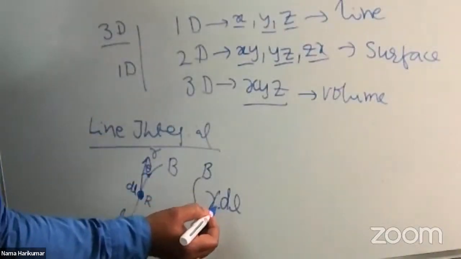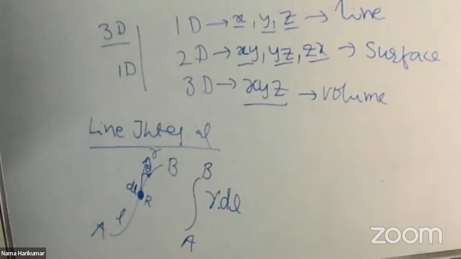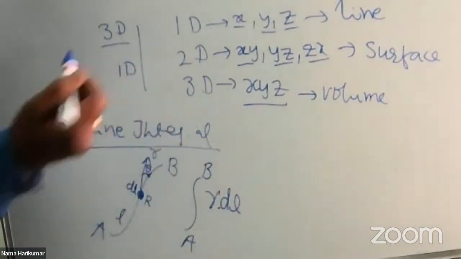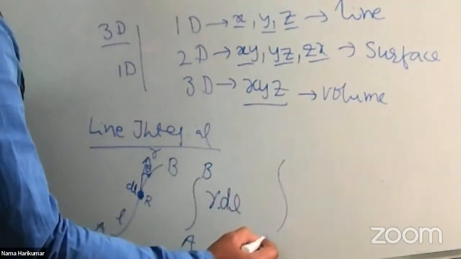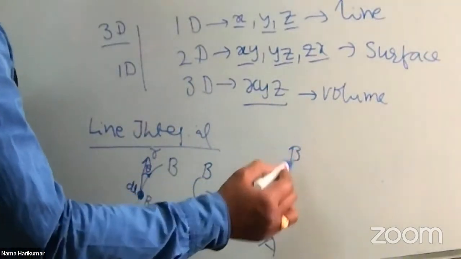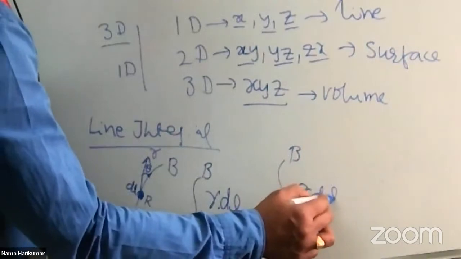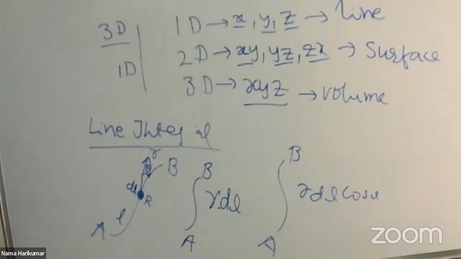If the tangent is not drawn, then we write R DL. If we don't write cos theta, we write R DL. So for the dot product, if we neglect it, A to B R DL cos theta, which means theta tends to 0, then it will be R dot DL. Yes. Okay, sir. Clear? Yes.